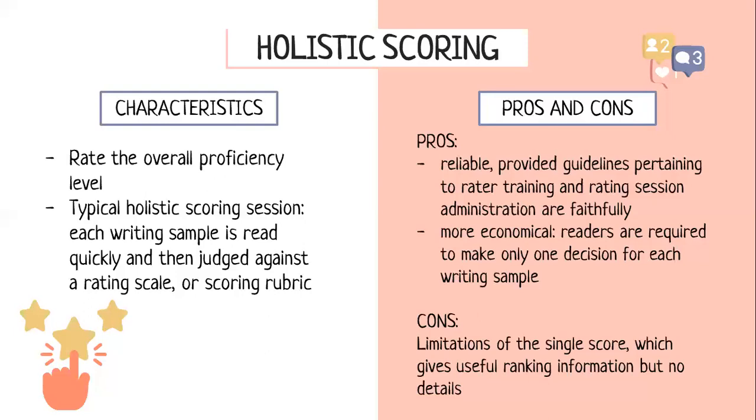And about the cons, the major disadvantage of holistic scoring emerges from the limitation of a single score, which gives useful ranking information but no details. That is, holistic scoring cannot provide useful diagnostic information about a person's writing ability, as a single score does not allow raters to distinguish between various aspects of writing such as control of syntax, depth of vocabulary, organization, and so on.